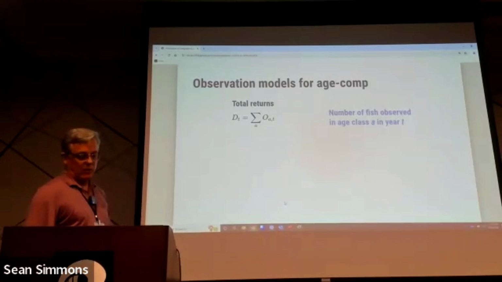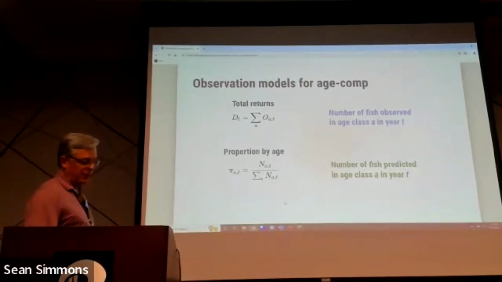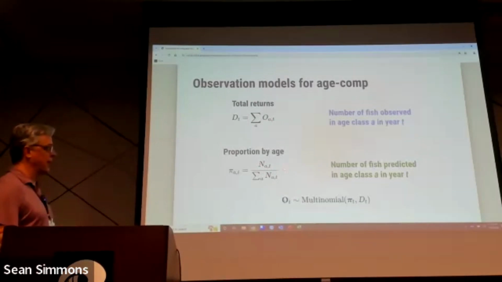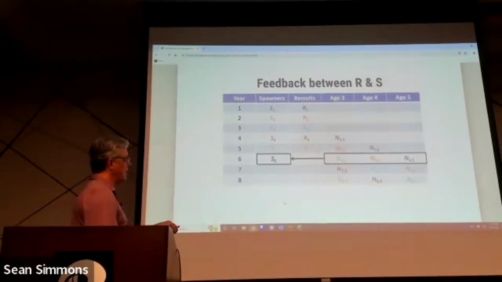Then based on that, we can sum up the number of fish. Here, I'll just go this way and I'll even drop this last one in here. We know the total returns based on the individual returns at each age. And then we know the proportion at age by taking each one of those age classes and dividing by the total. And we basically dump that into a multinomial model. This is a bit abstract, but basically what this says is that if we add all of these things up, they're supposed to equal this.